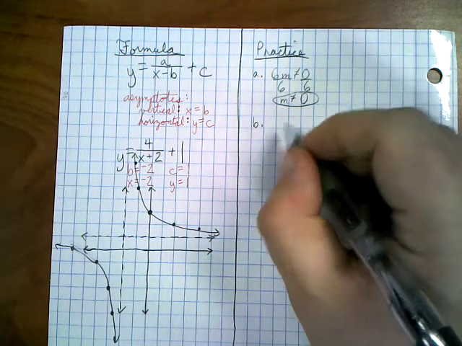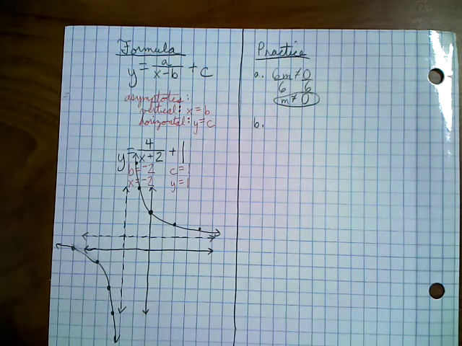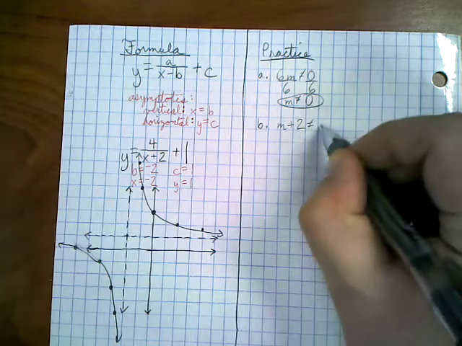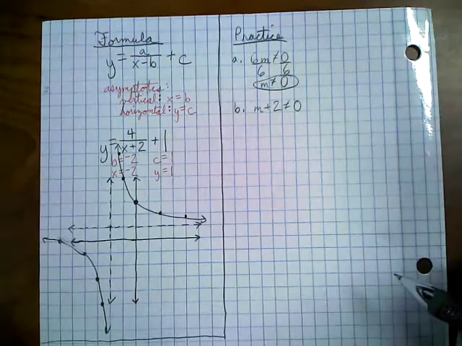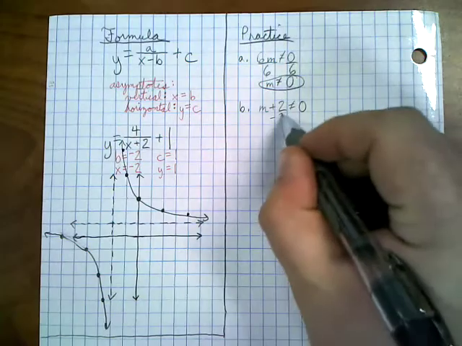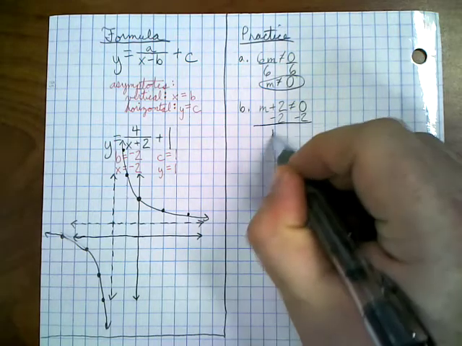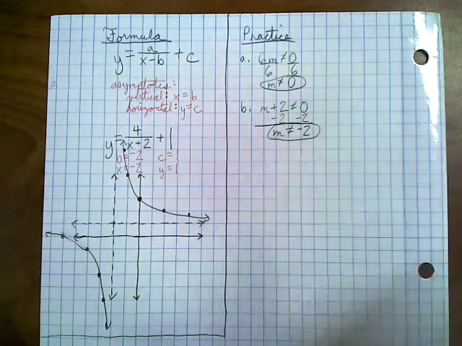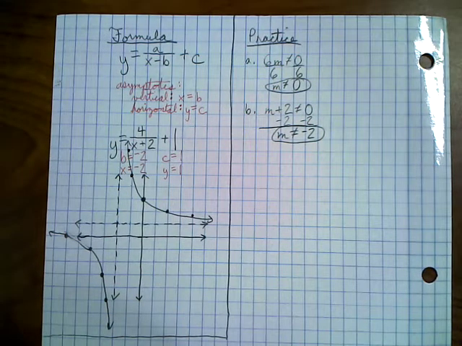B, we have y equals 6m over m plus 2. The denominator there is m plus 2. So m plus 2 cannot equal 0. Solve that just like an equation. Subtract 2 on each side. M cannot equal negative 2. So negative 2 is our excluded value. You can have every value of m but negative 2.